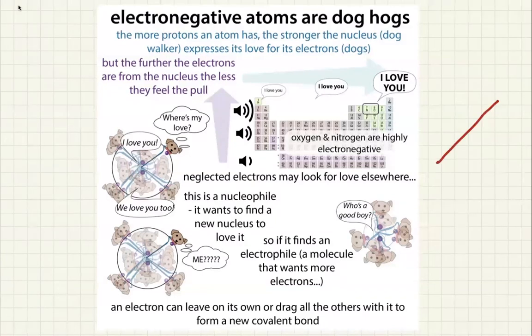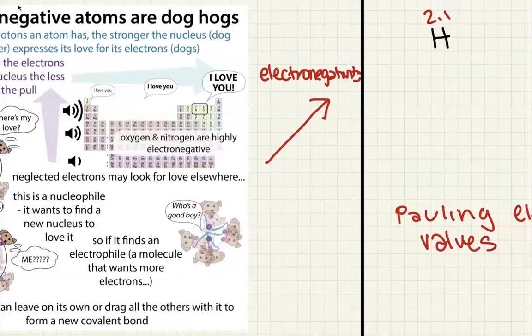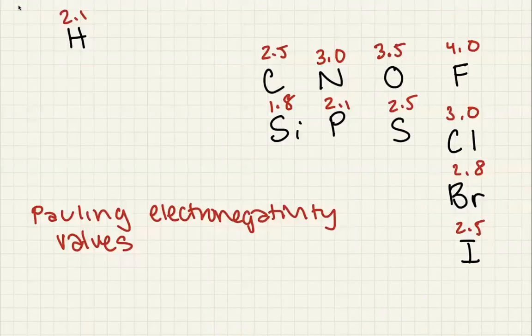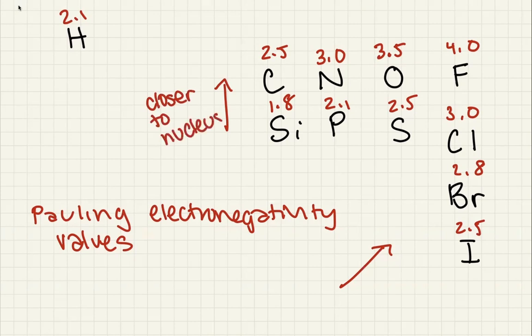So we end up with this trend where our electronegativity is going to have a trend like this, where the most electronegative things are going to be up in this right corner. And if we look at the Pauling electronegativity values, we can see that this is the case. And so we have our trend like this. If we're going up this way, it's because we're going to be closer to the nucleus.